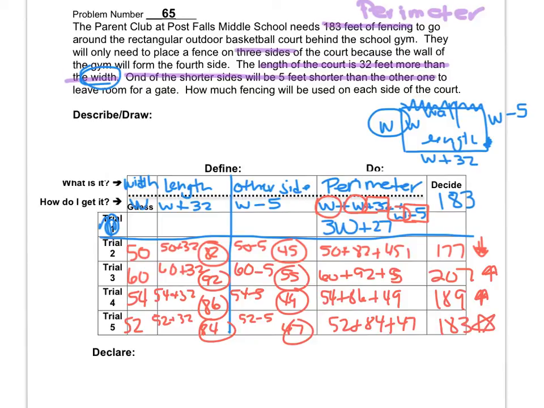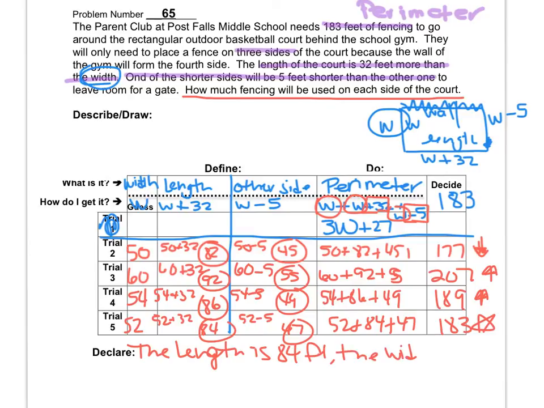Just keep working. So if I go back, the final question it wanted me to answer was how much fencing will be used on each side. So I'm just going to say the length is 84 feet. The width is 52 feet, and I know this because I'm just looking at my headings. And the shorter side is 47 feet.